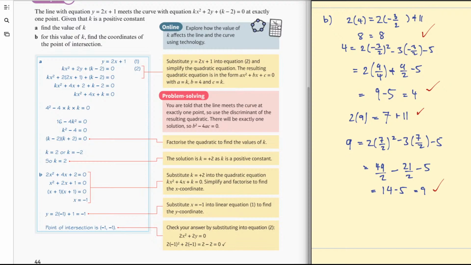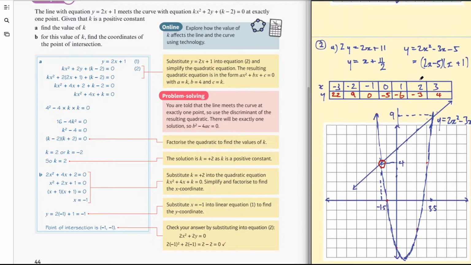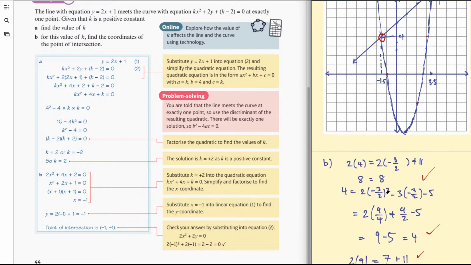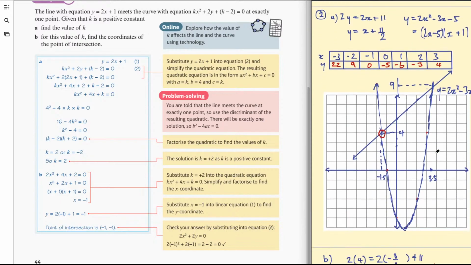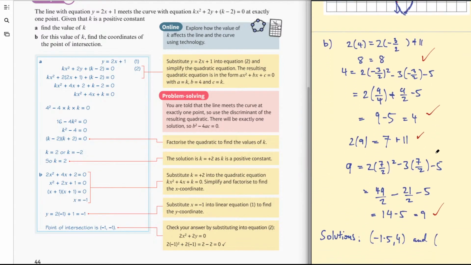So after all of that, I have my two solutions of -1.5, 4, and 3.59.